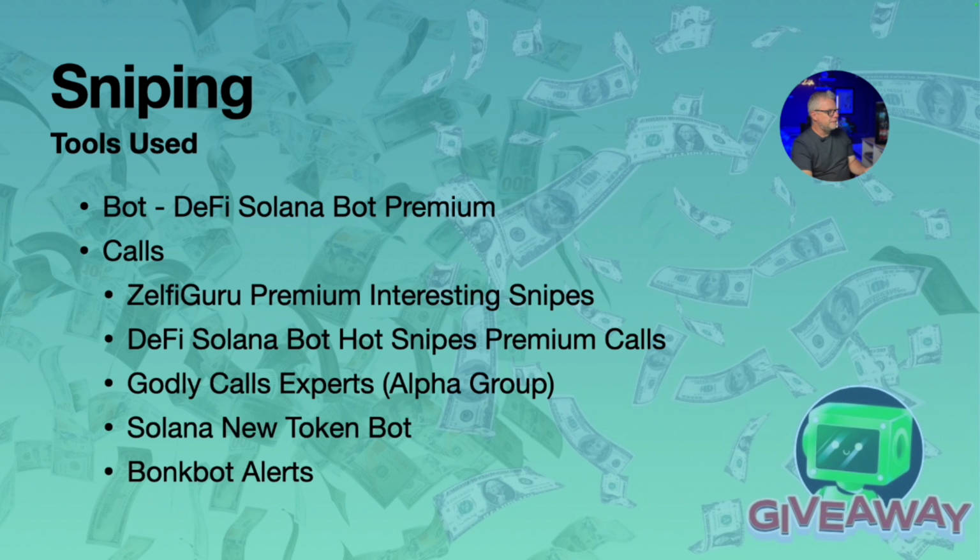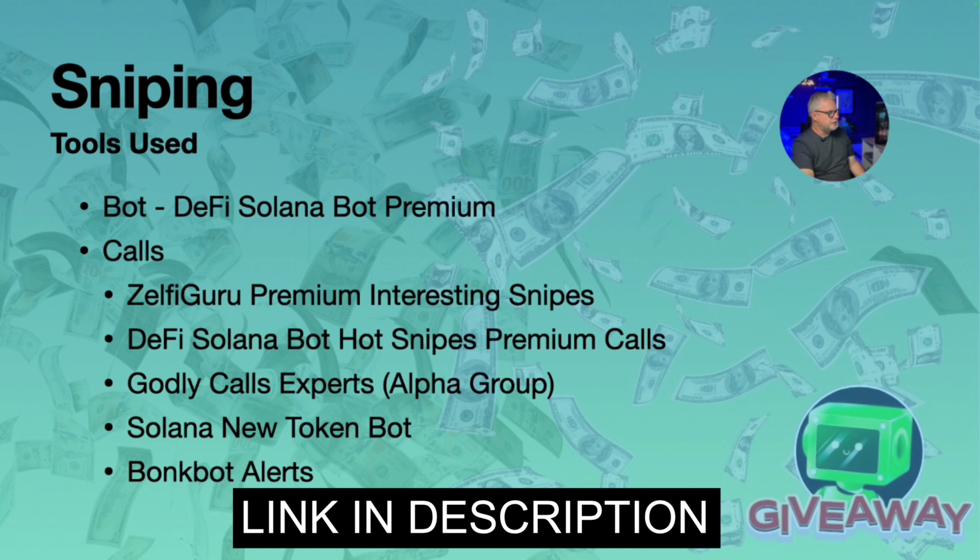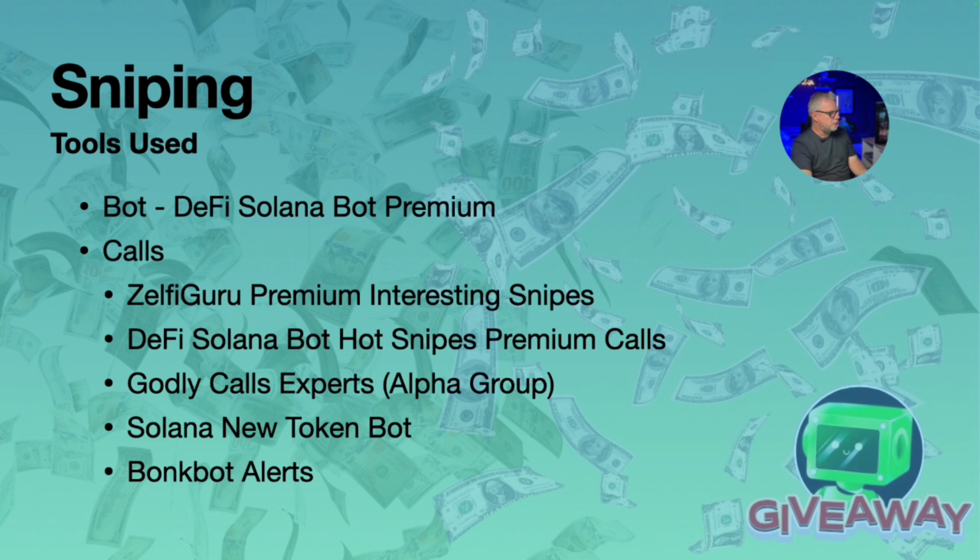So I'm using DeFi Solana Bot for my sniping. My calls come from ZelfiGuru Premium Interesting Snipes channel, which is obviously premium, DeFi Solana Bot Hot Snipes premium calls, and Godly Calls Experts Alpha group. So those first three groups are premium groups. Solana New Token Bot is a free group from the Solana Trading Bot. And Bonkbot Alerts Burned and Renounced channel is also a free channel from Bonkbot.